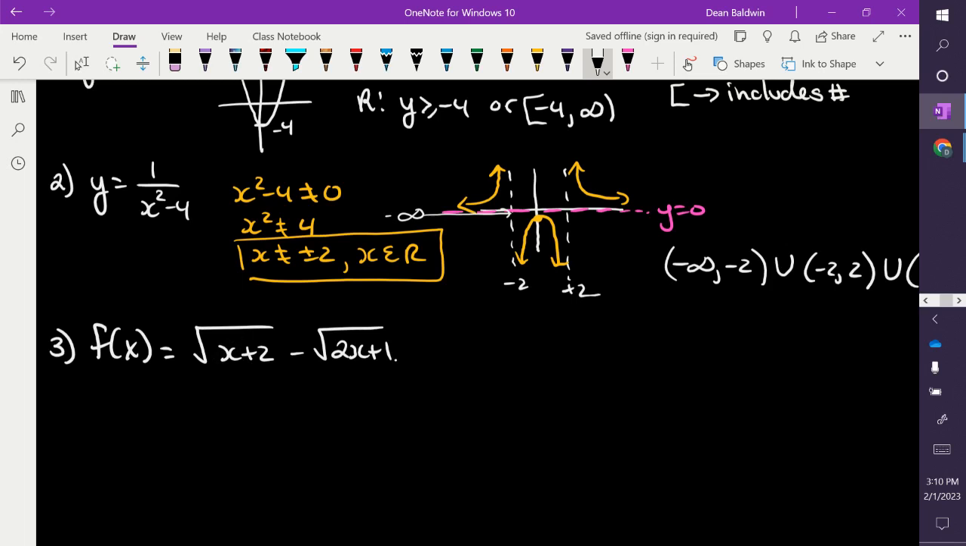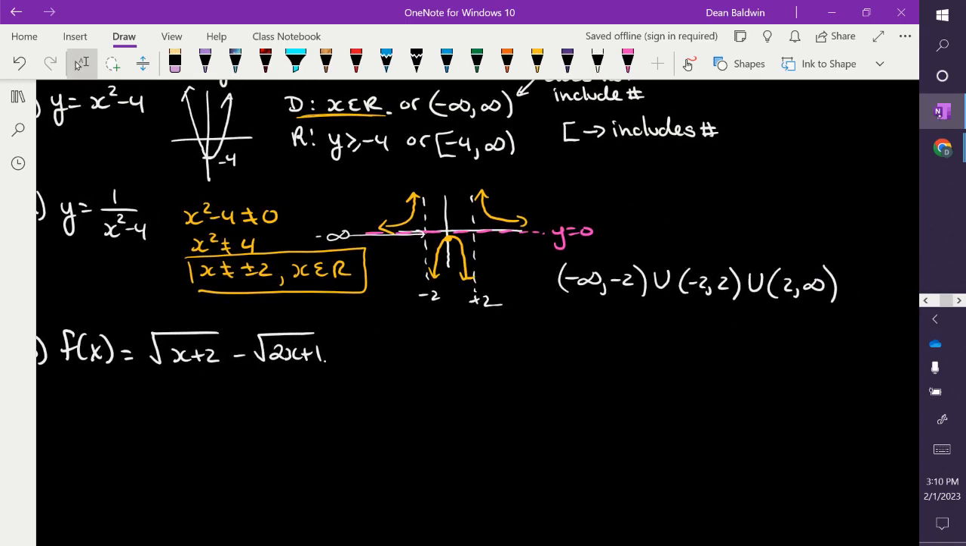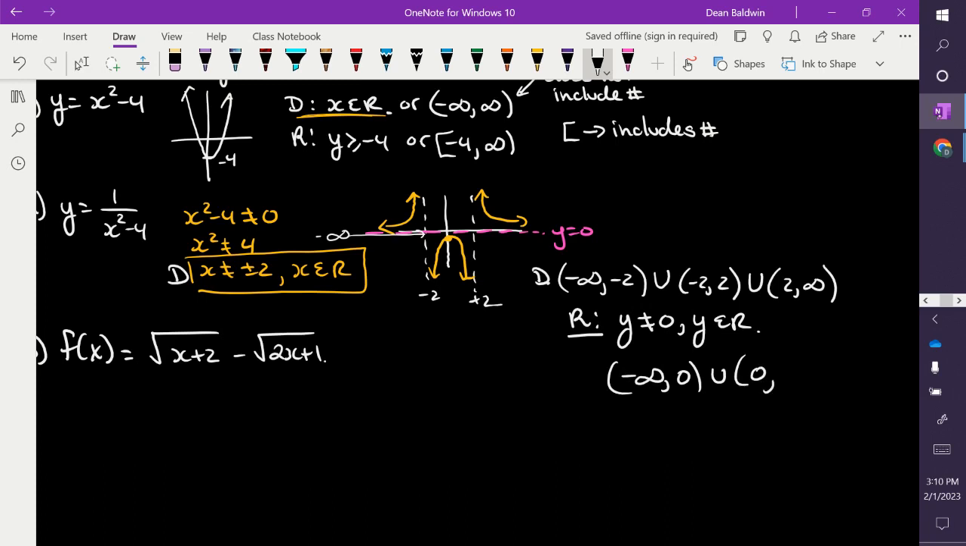Oh, I didn't do the range for the one above. What's the range? This is domain. Domain. What's the range for the one above? What's the only value it's not allowed to be? 0. So you can say y cannot equal 0, y element of R, or you could say negative infinity to 0 and 0 to infinity.